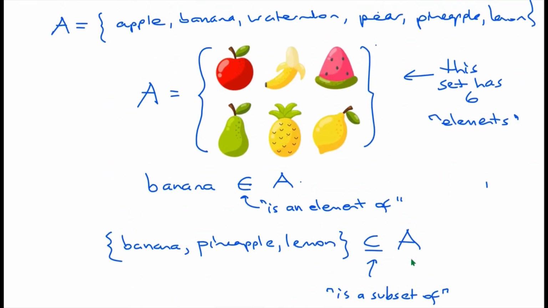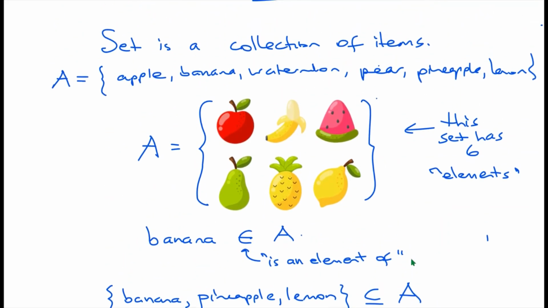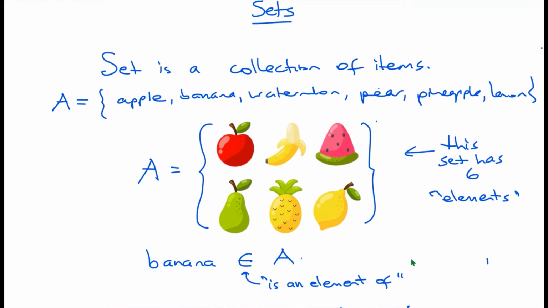So that's sort of the basics of sets. We name them with a capital letter. It's just a collection of items. And here's the thing, it needs to be what we call a well-defined collection of items.